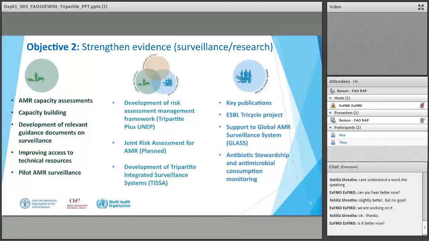Then also develop integrated surveillance systems. Probably you might have heard of things like LSHTM, a kind of framework of doing antimicrobial surveillance. So, using all these things, the human and animal health sectors plus the environment are doing a lot of activities to see what is going on in the world.